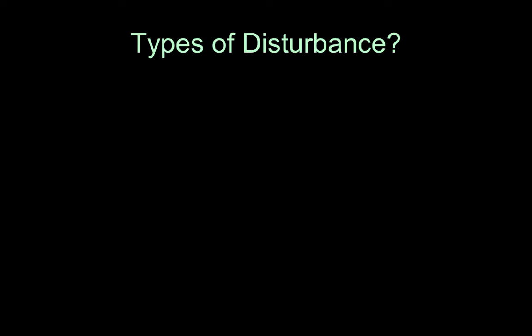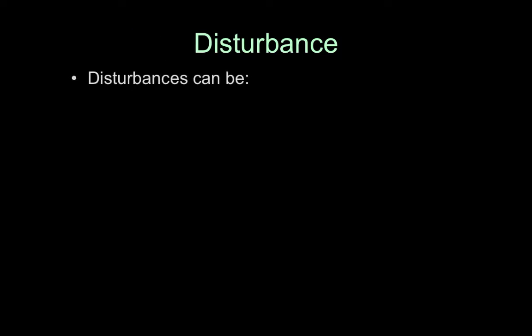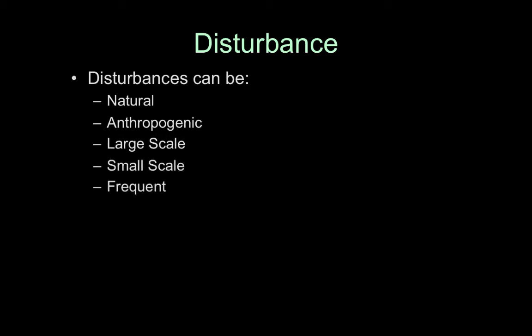Okay, there are lots of types of disturbances. They can be natural disturbances or anthropogenic. These are all going to be dyads, two sides of the same coin. They can be large scale or small scale, frequent or infrequent, severe in terms of their intensity or mild. They can be what are called press disturbances or pulse disturbances. Press disturbances tend to come onto an ecosystem and stay there for a period of time, whereas a pulse disturbance is of much shorter duration.